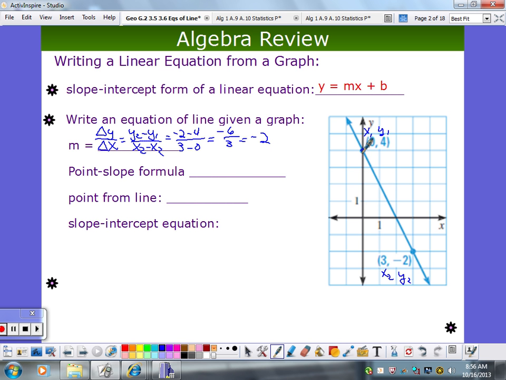Yeah, so I'm looking for nice corners where it really crosses. I go down 2, right 1. That's negative 2 over 1. I can get my slope that way as well. So sometimes it might be a little faster just counting boxes, but no problem.